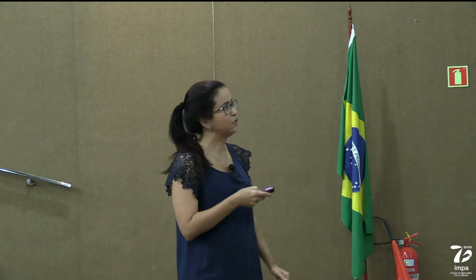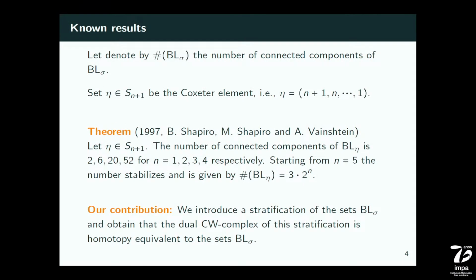Okay, and what we did is we introduced a stratification of the sets BL sigma that we are studying, and obtained that the dual CW complex of the stratification is homotopy equivalent to the sets BL sigma. So I will explain how I get this stratification and how we get the CW complex. And with these techniques, we are able to reproduce these results of Shapiro-Weinstein.